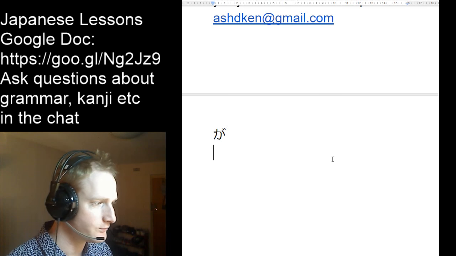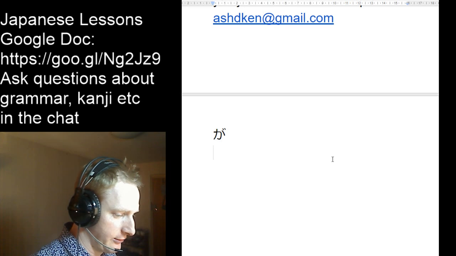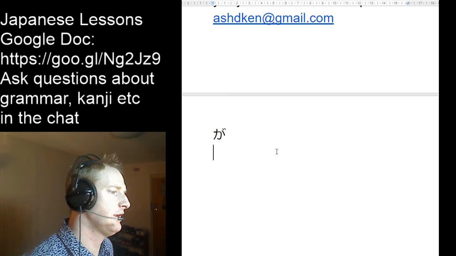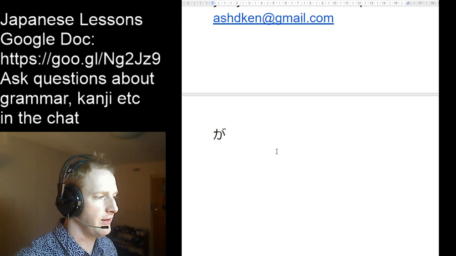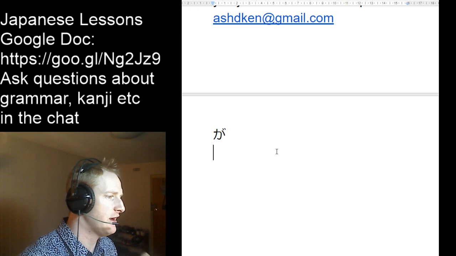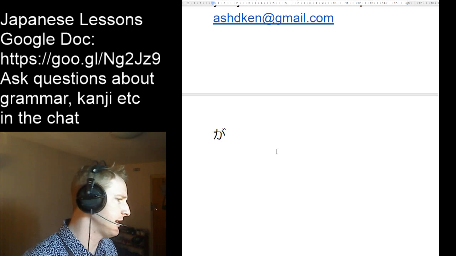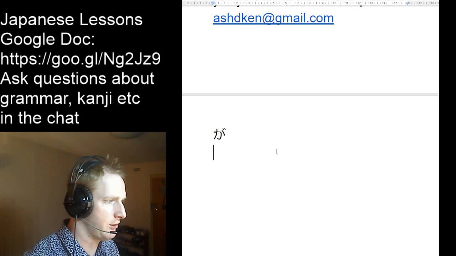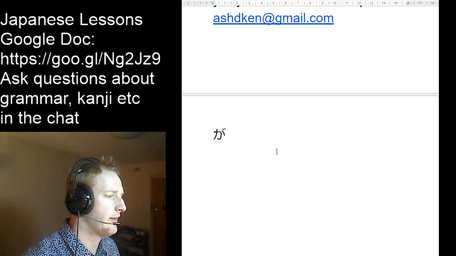ga. Okay, so we're going to be looking at ga with a bit more detail today. Alright, so when we looked at ga originally, we saw that it was the difference between talking about a specific thing versus a general thing. But the other thing we said as well is that ga is often used in questions and in the answer to those questions because we're asking about something that's unknown. So therefore, we can't really use the wa particle. And again, look back at our basic particles lesson too, if you're still unsure about that concept.